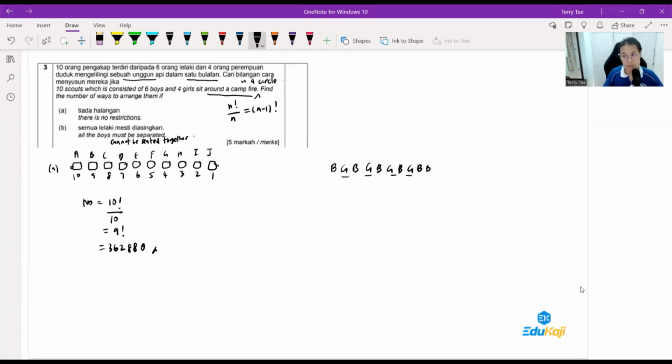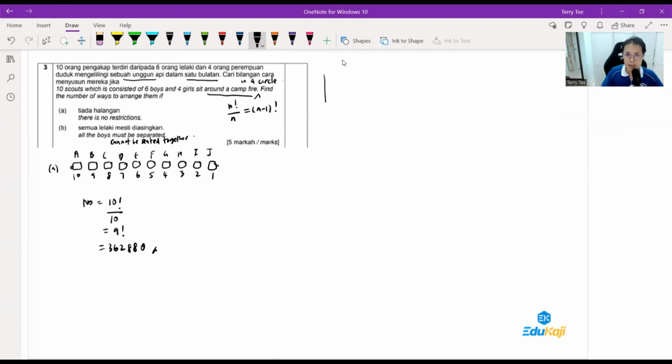If you check the marking scheme, it is actually solved using this. All the boys cannot be seated together. So if all the boys cannot be seated together, it means you can have 2 boys together, the rest separated, 3 boys together, the rest separated, and so on. So the key is to take total minus putting all the boys together.